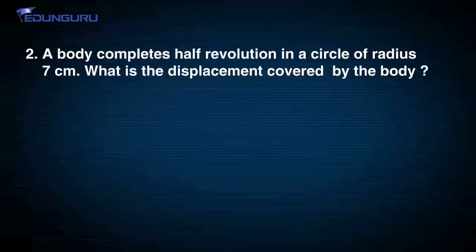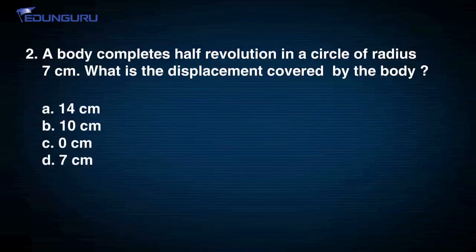Question number 2. A body completes half revolution in a circle of radius 7 centimeter. What is the displacement covered by the body? Option A, 14 centimeter. Option B, 10 centimeter. Option C, 0 centimeter. Or option D, 7 centimeter.